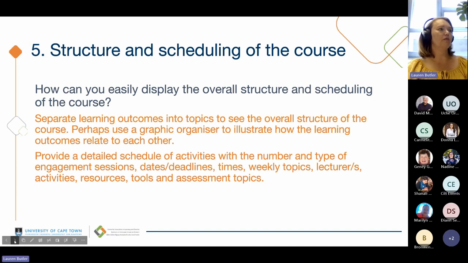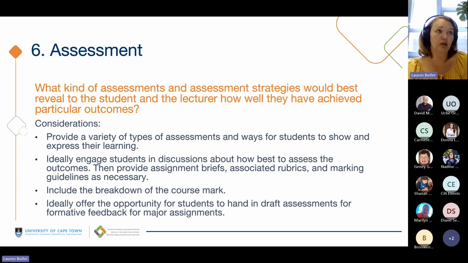Okay. Then moving on to the assessment part of the course outline. And I'm sure students will refer to this quite often throughout the course, where they see what's coming up and what to focus on. So for this part, I want you to think about what kind of assessments and assessment strategies would best reveal to the student and the lecturer how well they have achieved particular outcomes. So this is a little bit more than just providing the course breakdown, for example. This is also about assessing strategies and how students are assessed in ways that would indicate they've achieved certain outcomes.